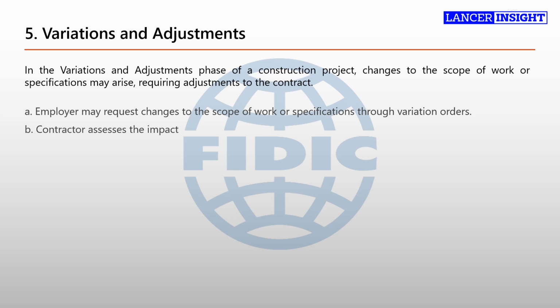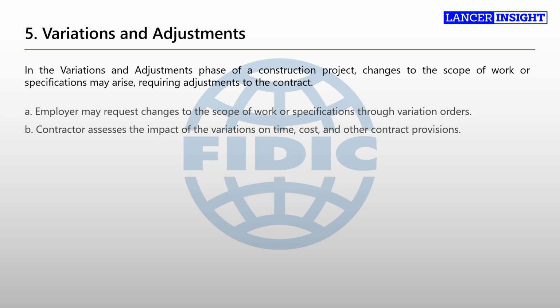B. Contractor assesses the impact of the variations on time, cost, and other contract provisions. Upon receiving the variation orders, the contractor evaluates the impact of the proposed changes on various aspects of the project. This assessment involves analyzing the effects on time, cost, resources, and any other relevant contract provisions. The contractor examines how the variations will affect the project schedule, including any potential delays or adjustments required. They also consider the cost implications, such as additional materials, labor, or equipment needed to accommodate the changes.